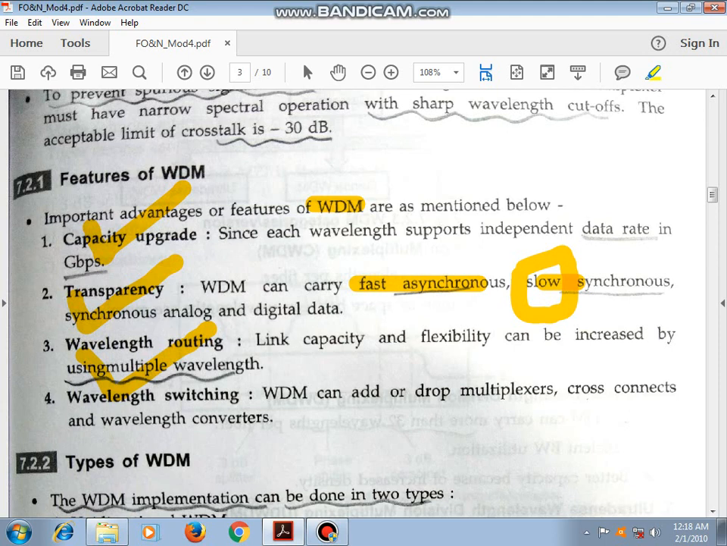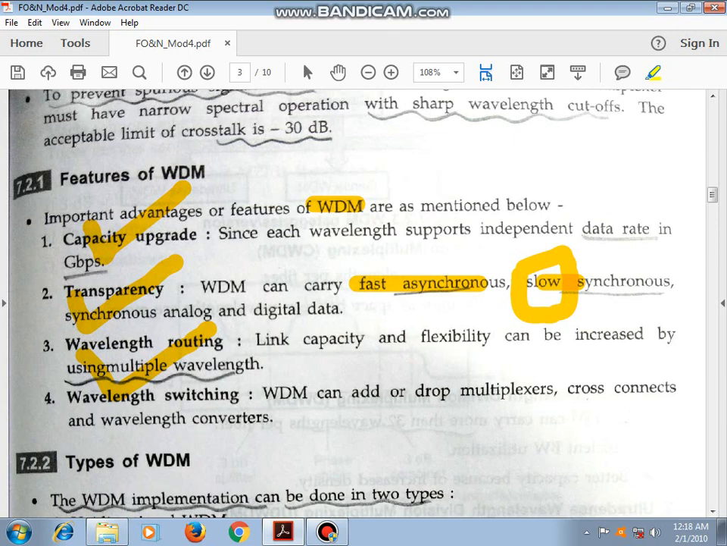The next feature is wavelength switching. WDM can add or drop multiplexers, cross connects and wavelength converters. Here you can add n number of users and you are able to drop them also.